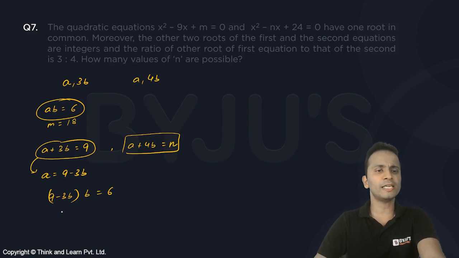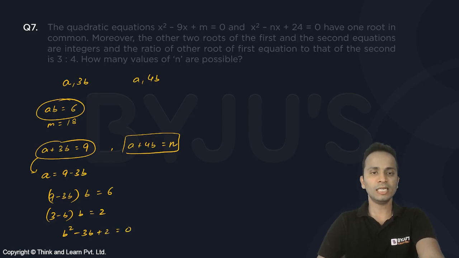Simplifying this equation, I can take 3 common from here. So I'll get (3 minus b) multiplied by b is equal to 2. So that is b square minus 3b plus 2 equal to 0. Now solving this, you can get two different values of b. b square minus 3b plus 2 equal to 0. Solving this, you will get the value of b as either 1 or 2.